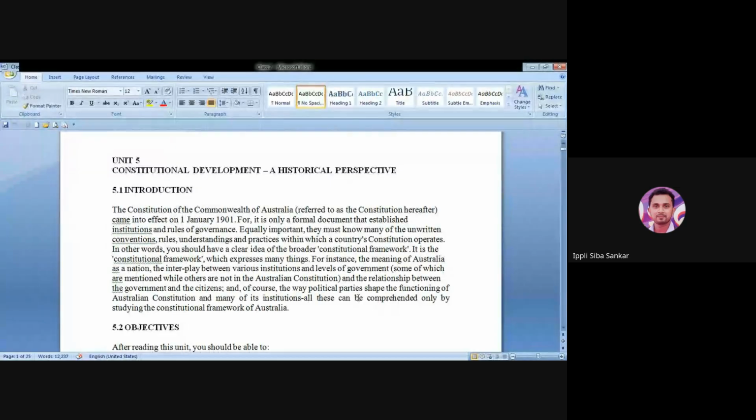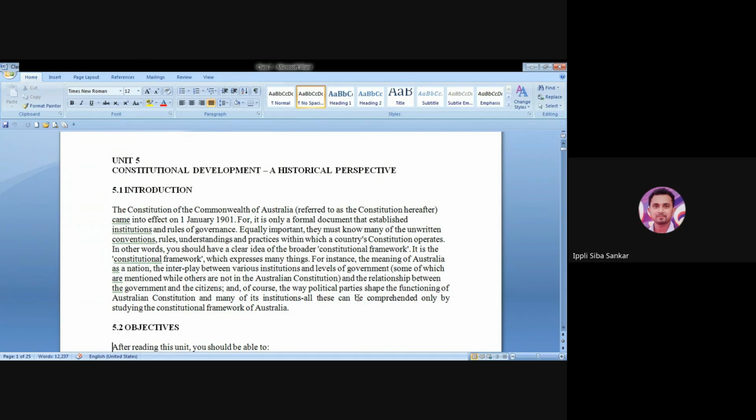Some of which are mentioned while others are not mentioned in the Australian Constitution, and the relationship between government and the citizen. Of course, the way political parties shape the functions of the Australian Constitution and many of its institutions, all this can be comprehended only by studying the constitutional framework of Australia.